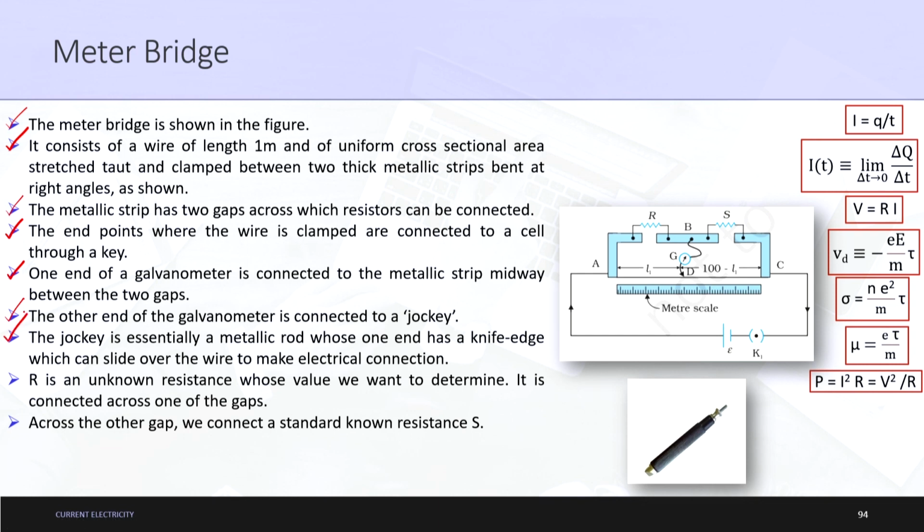Now R is an unknown resistance whose value we want to determine. So this is the value which we don't know. It is connected across one of the gaps. Across the other gap we connect a standard known resistance S. So this value is known.